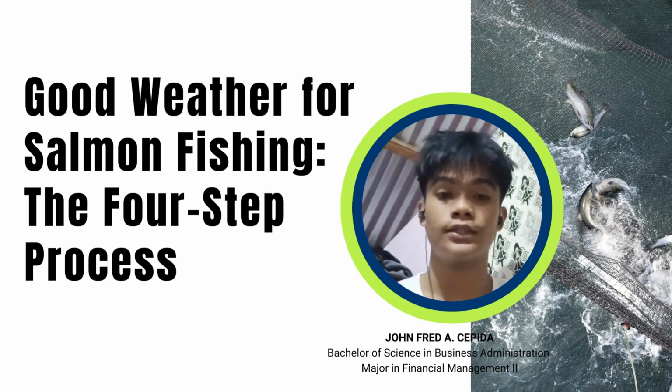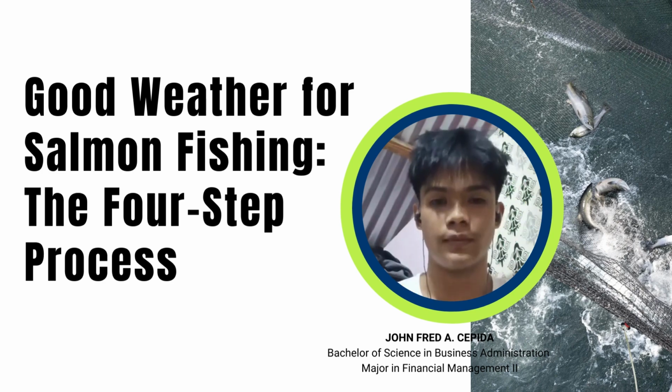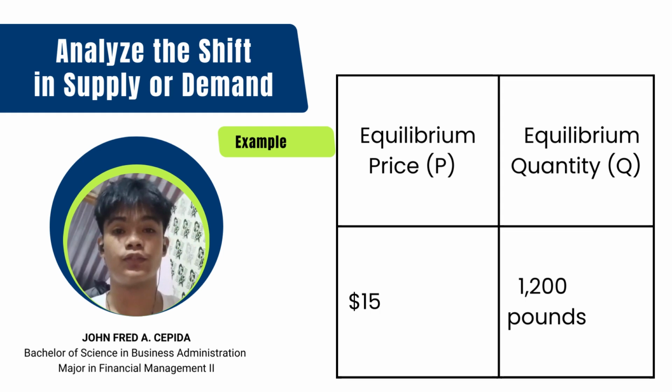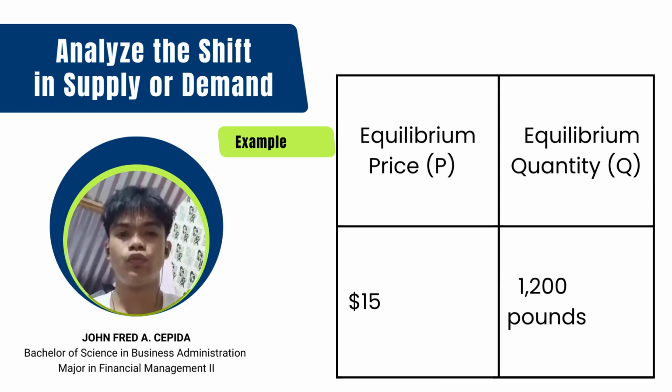The example is to analyze the shift in supply or demand. Shift in demand: the new health trend results in higher consumer demand for salmon. This shift in demand causes the demand curve to shift to the right. The table below shows the effect of this increase in demand. No shift in supply in this example. We assume that the supply of salmon remains constant. Therefore, there is no shift in the supply curve.